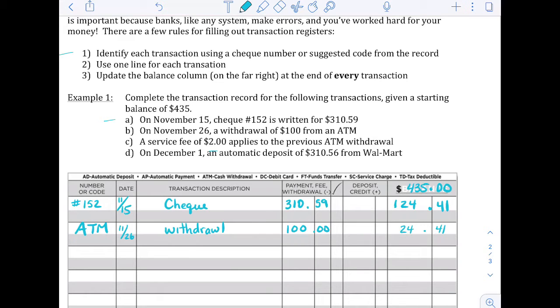A service fee of $2 applies to the previous ATM withdrawal. Sometimes when you take money out from a machine, you have to pay a fee, whether it's at the corner store or wherever. So we'll write down service fee. Now it is on the same day, so I'm going to write 11/26.